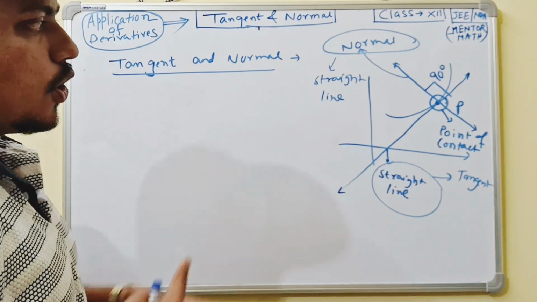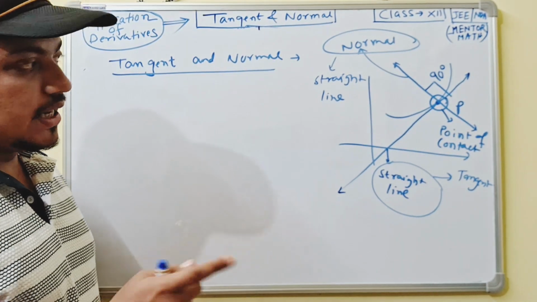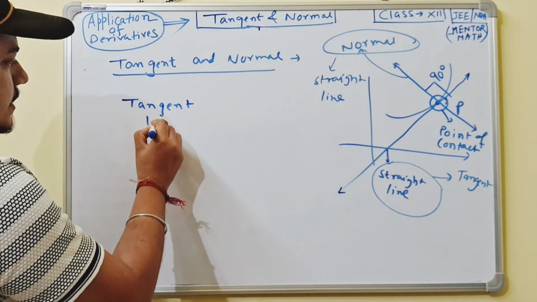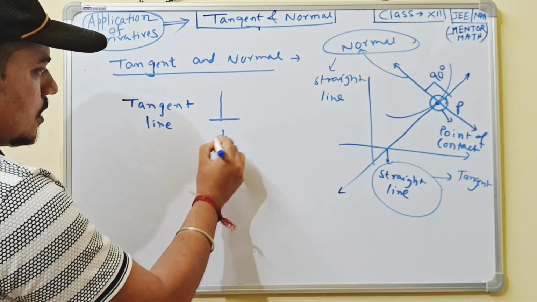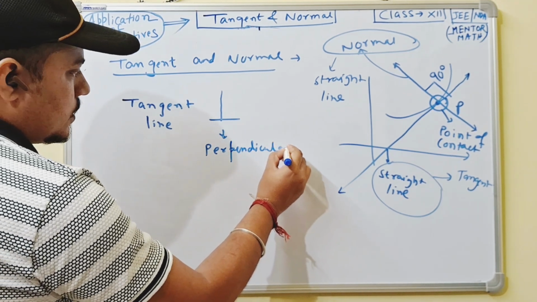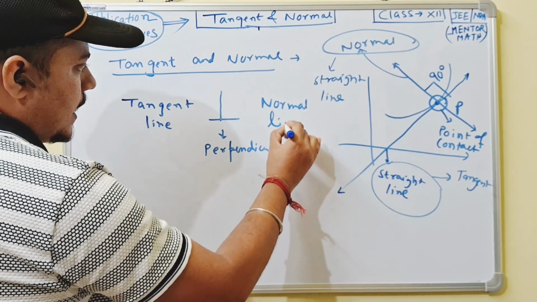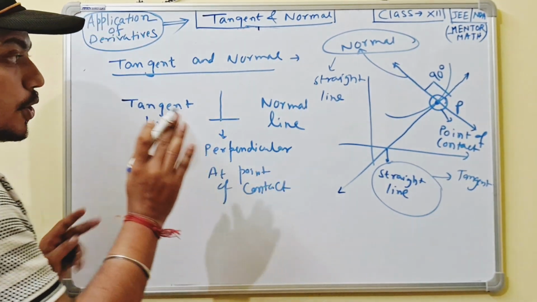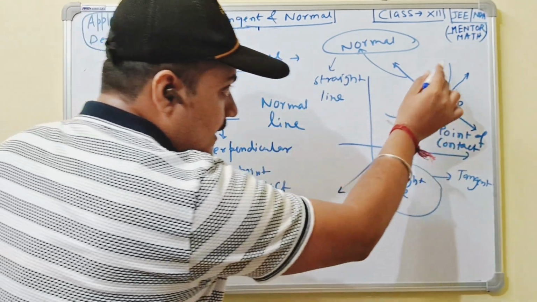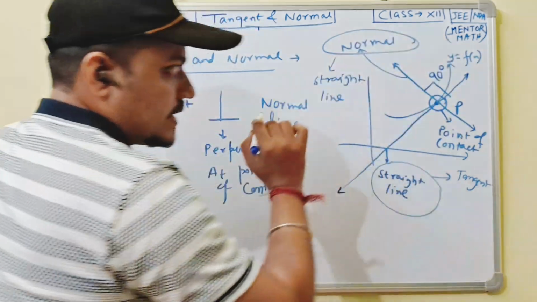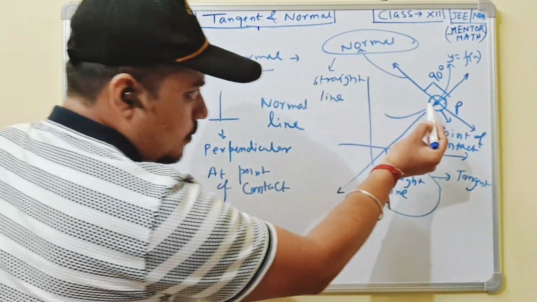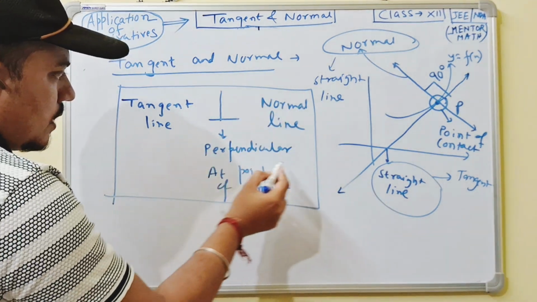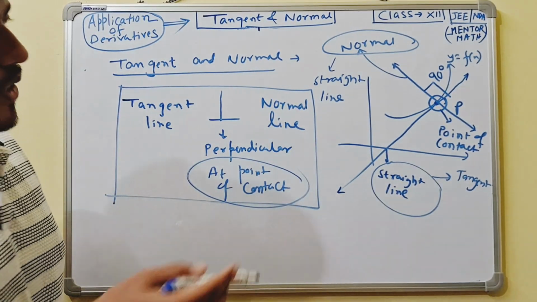So these two lines, tangent and normal, are perpendicular to each other at their point of contact. You can write: tangent line is perpendicular (this symbol is called perpendicular) to normal line at the point of contact. So what do we mean by point of contact? Basically, it is the point where the curve, let us take y equal to f(x), and the line intersect each other at a single point. That point is called the point of contact. So this is the basic concept of tangent and normal. Tangent line is perpendicular to normal line at the point of contact. So you can note it, please.